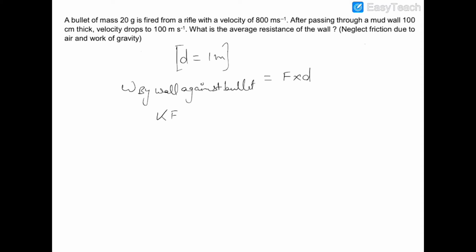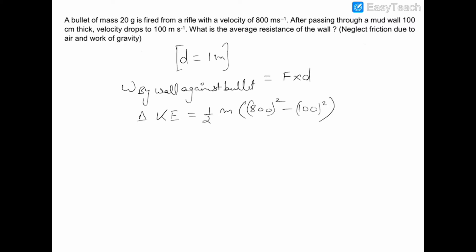So let's suppose the wall has applied an average resistance of F, and the thickness of the wall D is 100 centimeter, which is 1 meter. Now work done by the wall against the bullet is equal to the average resistance F into the thickness of the wall, and this work done against the bullet goes into decreasing the kinetic energy of the bullet. So I'm writing the kinetic energy change as initial kinetic energy minus final, considering that kinetic energy has decreased. So initial was 800 whole square minus the final, 100 whole square.